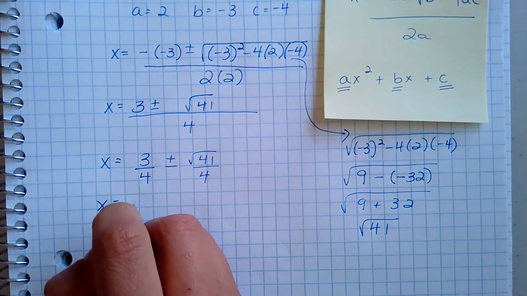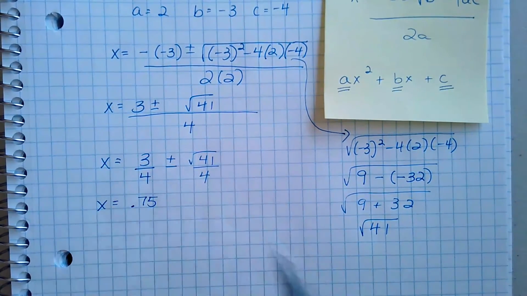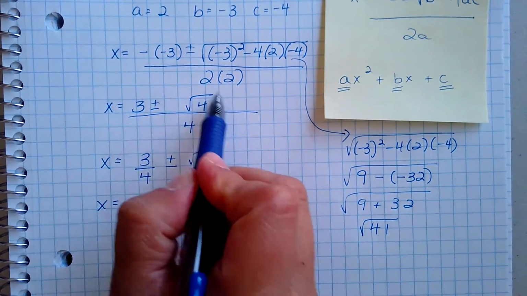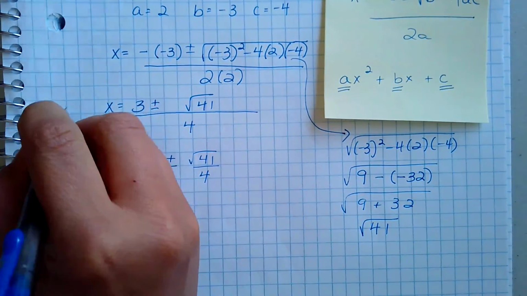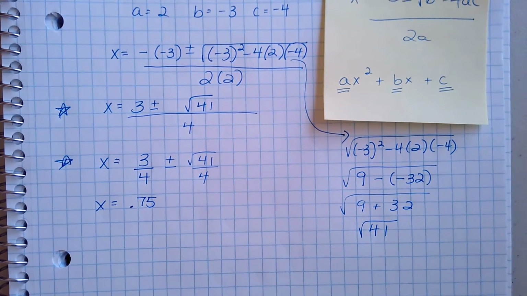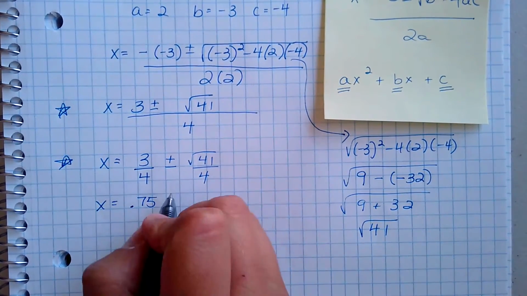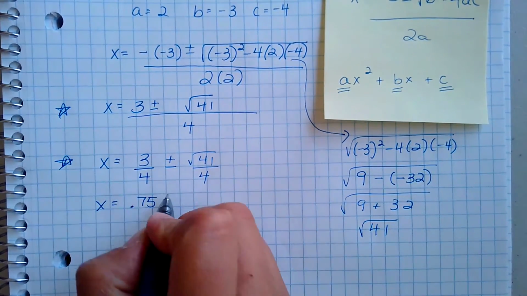So 3/4 is 0.75. And by the way, this is an answer. Like, it is fine to leave it like this. It's even fine to leave it like this. So this is an answer. This is an answer. But if we actually need to know these numbers for another type of problem or whatever, it's nice to be able to have exact values or decimal values, whichever one works.